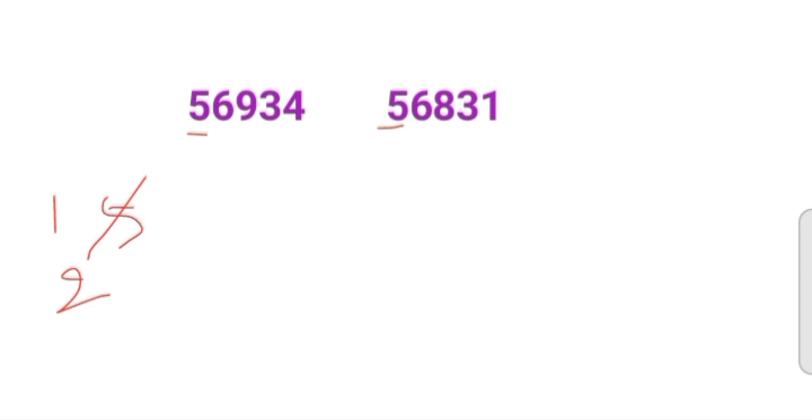So we can't conclude which is the biggest number. Both the numbers are the same, so this is not applicable. Okay, so what to do? How to compare it? You can go to the next place. After that, you can go towards the right.